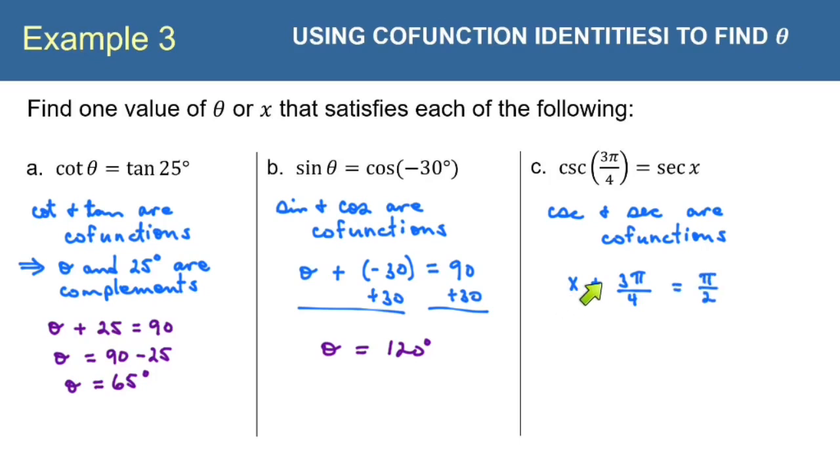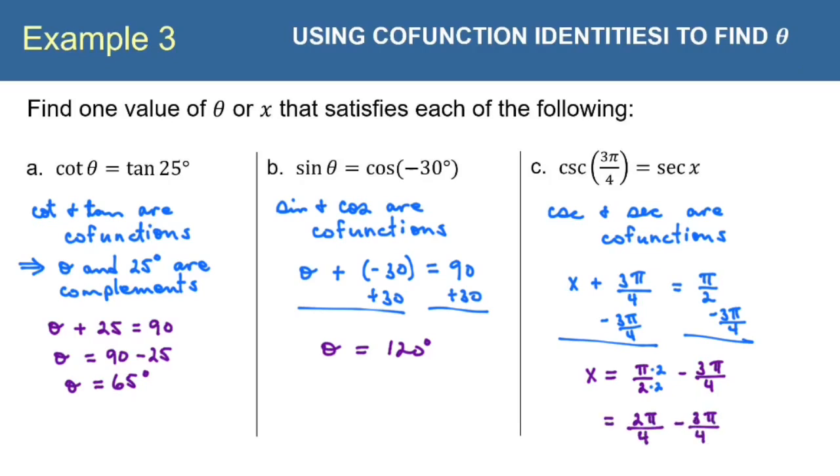So we have x plus 3 pi over 4 equals pi over 2 radians. Now to isolate the x, we subtract 3 pi over 4 from both sides, and then we have x equals pi over 2 minus 3 pi over 4. Now, of course, we would want to get a common denominator here, so we would multiply this first fraction by 2 over 2. That would give us 2 pi over 4 minus 3 pi over 4, and that's going to be negative pi over 4.